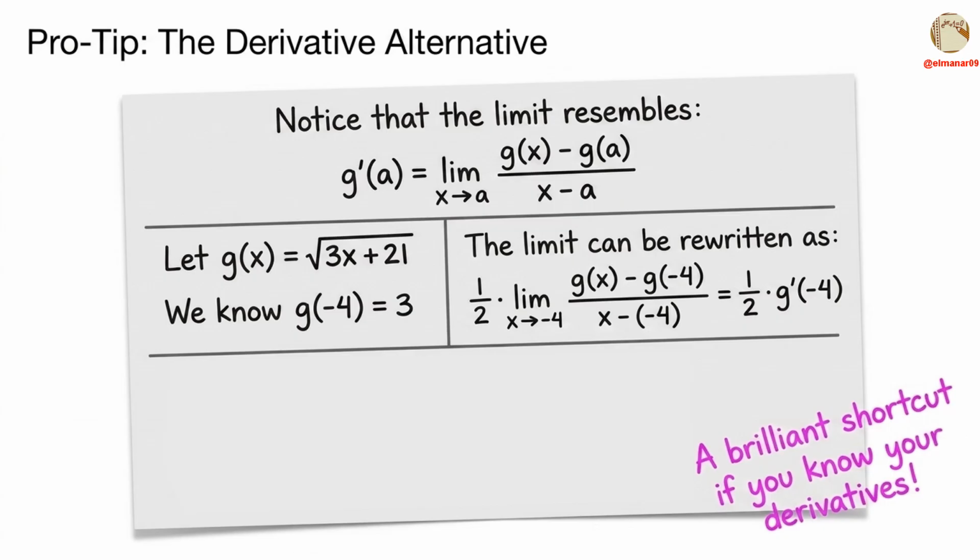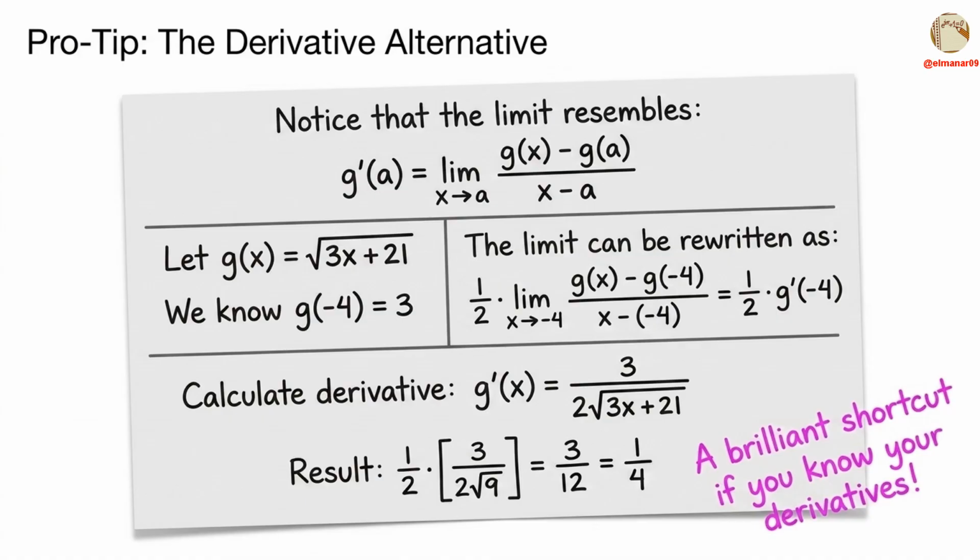All we need to do is calculate the derivative. g prime of x equals 3 over 2 square root of 3x plus 21. Plug in negative 4. g prime of negative 4 equals 3 over 2 root 9, which equals 3/6, which equals 1/2. Finally, 1/2 times 1/2 equals 1/4. It's a brilliant shortcut if you've already mastered your derivatives.